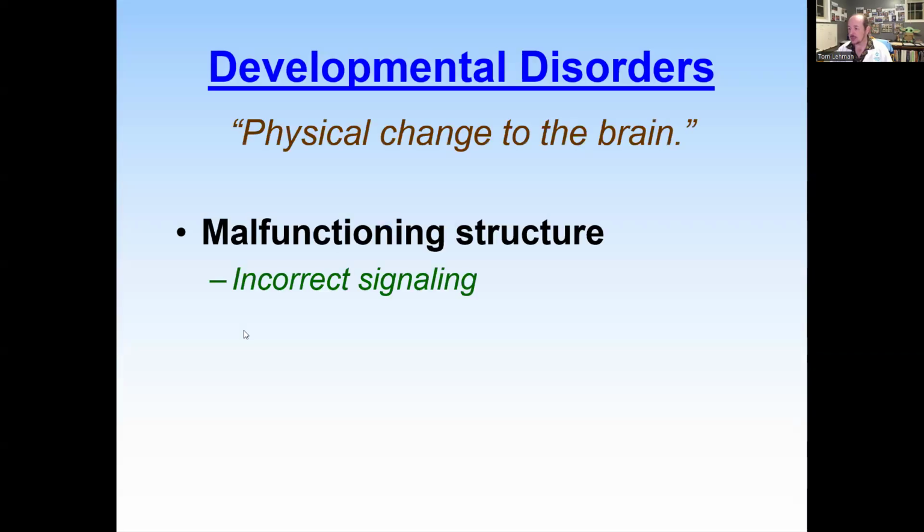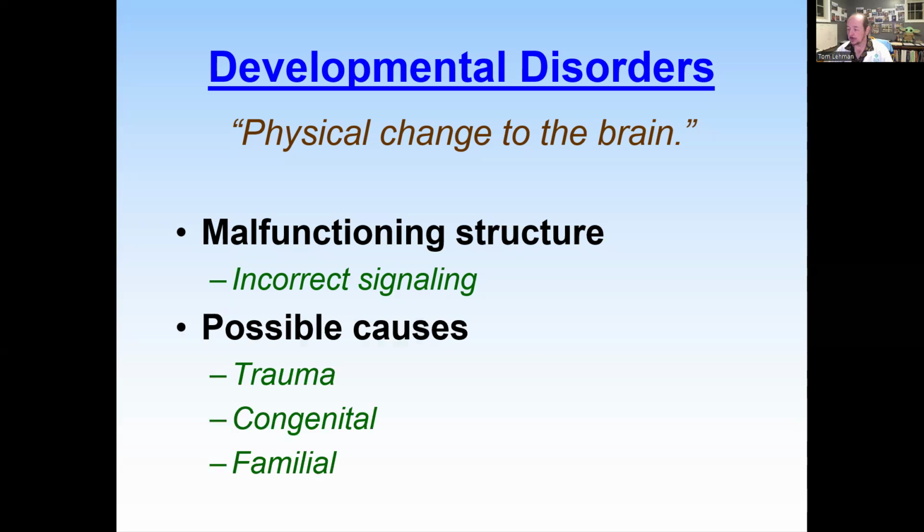Now, a physical change in the brain is going to cause some type of incorrect signaling. Whether something was improperly formed during development, during the fetal stage, or traumatized, it's going to result in each part of the brain not communicating with each other correctly. And what part of the brain is affected will determine what signs and symptoms result.